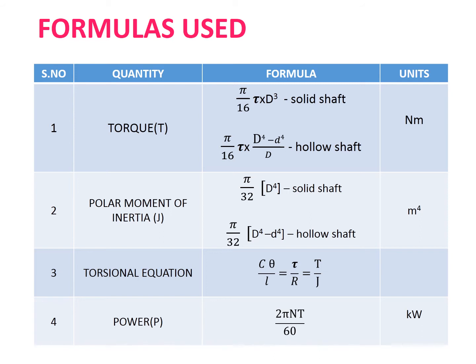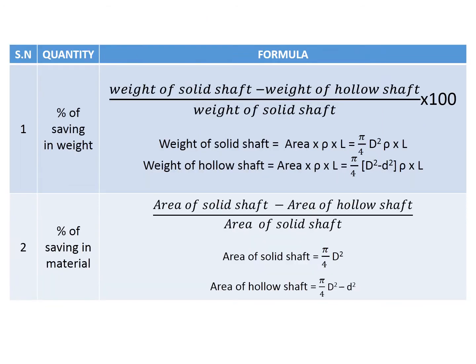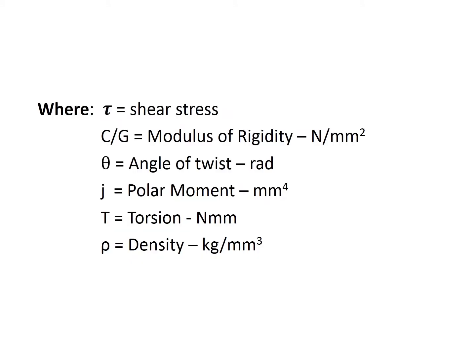So initially, if you are going for a problem, you have to check whether it is a solid shaft or hollow shaft. The formulas for percentage of saving in weight and percentage of saving in material. These are the abbreviations. So we will keep everything in mm in this.